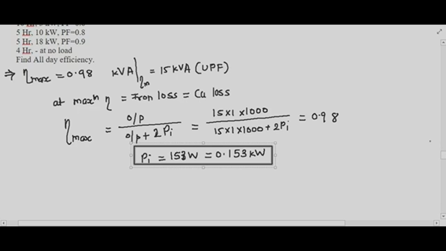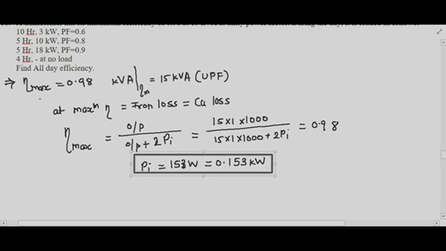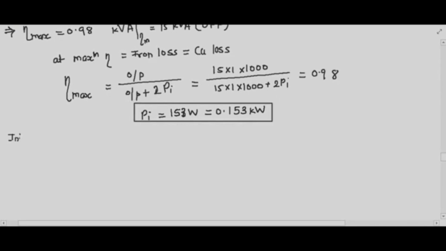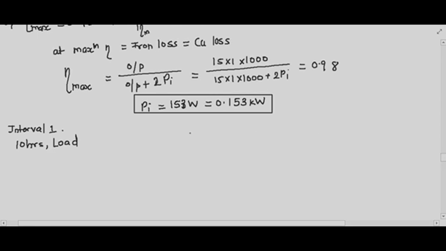Now let us start with your interval 1. What is interval 1? The transformer is on for 10 hours. Power is 3 kilowatt and power factor is 0.6. So here 10 hours. What is the load? 3 kilowatt at 0.6. So I will find out the load in kVA. So kW divided by power factor, I will get load in kVA. So it is 5 kVA, right?